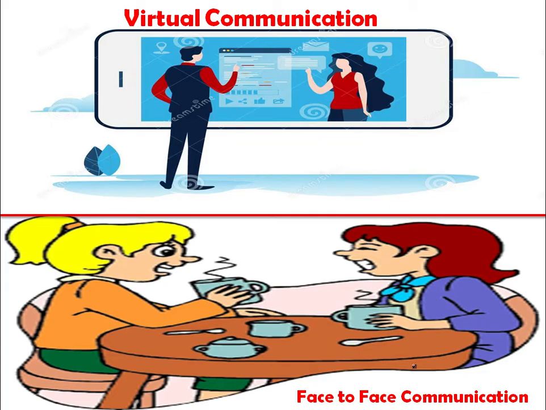This is a very fine example, as this picture displays what is virtual communication and what is face-to-face communication. The first one shows communication between a male and a female using a mobile phone or cell phone, and the second one shows people sitting in front of each other in a restaurant or hotel.